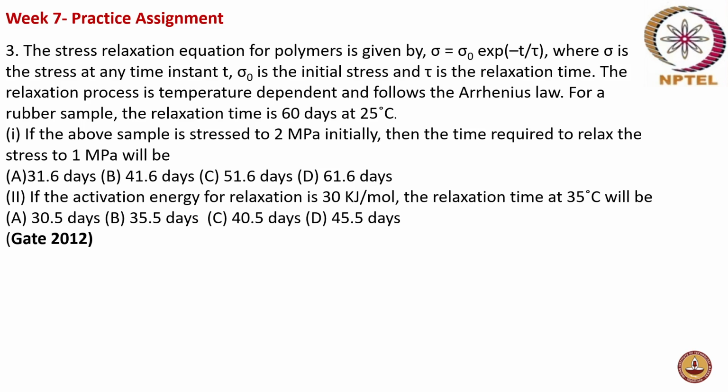Stress relaxation equation for polymers is given by sigma is equal to sigma naught into exponential of minus t by tau, where sigma is the stress at any time instant t, sigma naught is the initial stress, tau is the relaxation time. The relaxation process is temperature dependent and follows the Arrhenius law. For a rubber sample, the relaxation time is 60 days at 25 degrees centigrade.